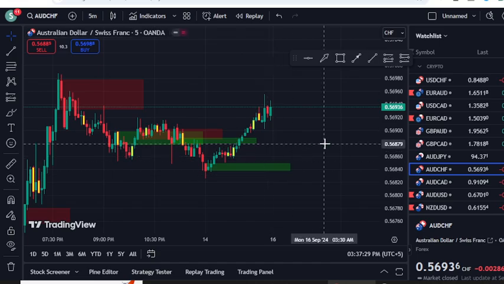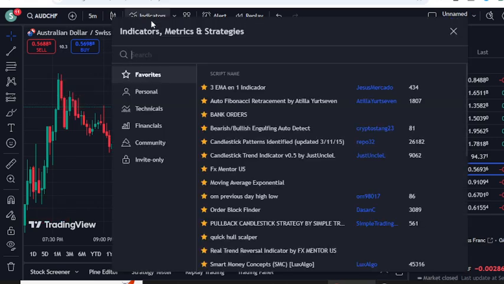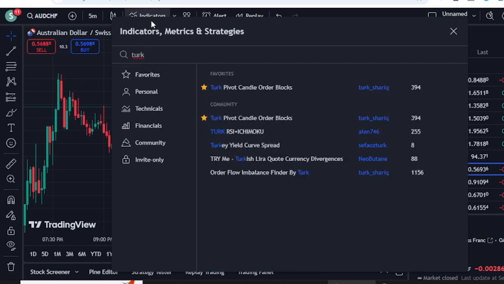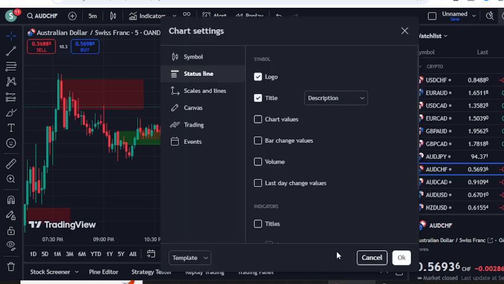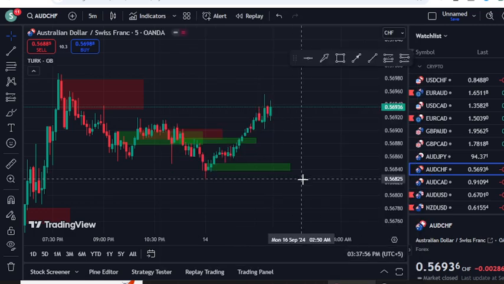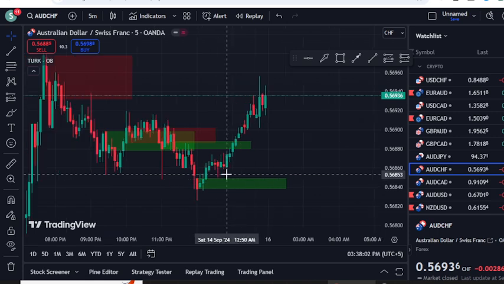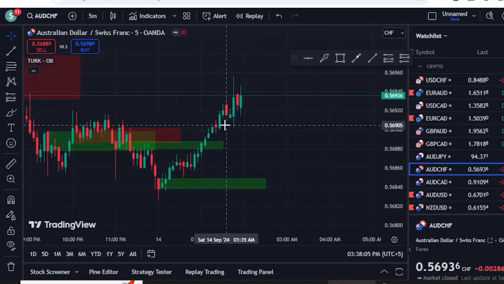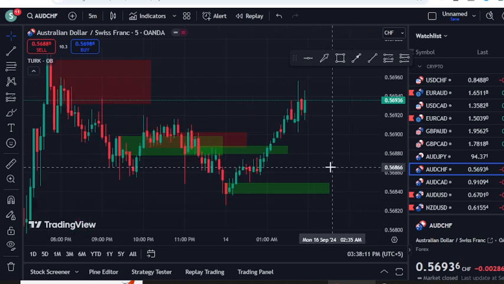Now let's come back to the point, and we are going to attach this indicator so that you can use it. Here we need to write Turk Pivot. When you write Turk Pivot on TradingView, this indicator will come, called Turk Pivot Candle Order Blocks by Turk Sharik, and you can see this indicator has received 394 likes so far. You can definitely use it for profitable trading, because these order blocks that you can see in green and red color are basically the pivot levels, denoted in the form of green and red order blocks.